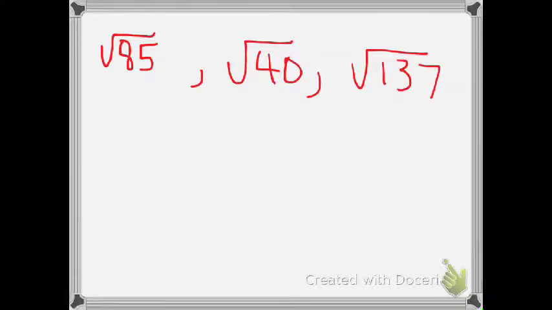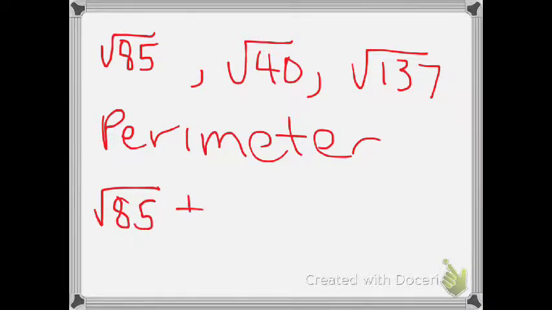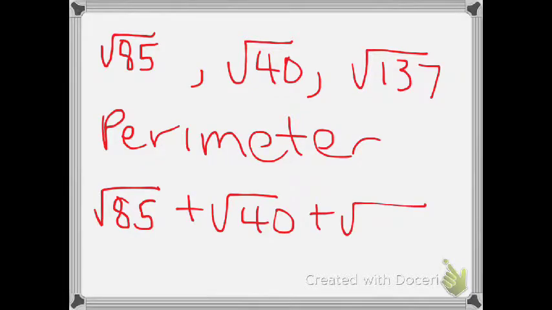But if you'll remember what I asked you to do, I asked you to find the perimeter. So all you would be doing, and I'm not going to do this for you, but you would just add the square root of 85 plus the square root of 40 plus the square root of 137, and that's how you would answer that particular question.